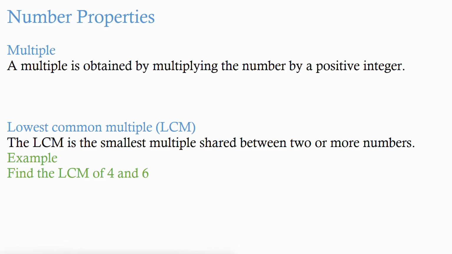In this video, we're looking at number properties. So we're going to cover a wide range of different things, but the first thing we're going to look at is what we call a multiple. A multiple is just obtained by multiplying the number by a positive integer. So let's say I wanted to write out all the multiples of 9. So 9 times 1, so 9, 18, 27, 36, 45. These are all multiples of 9.